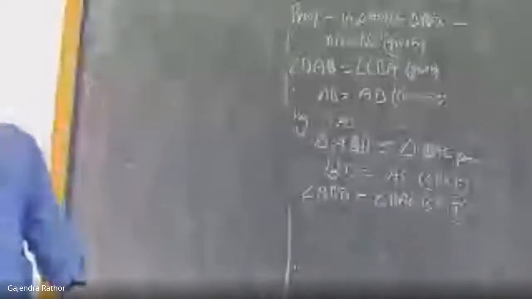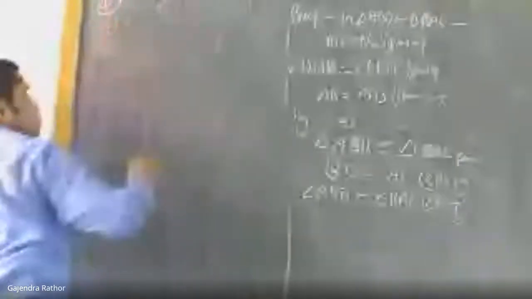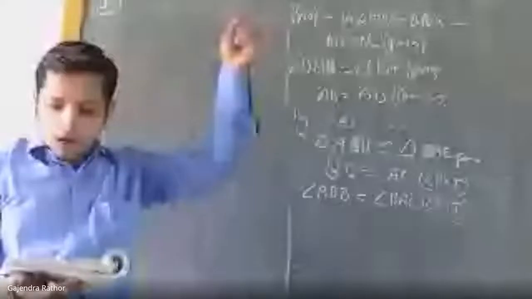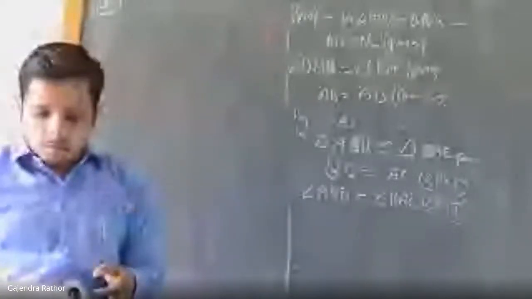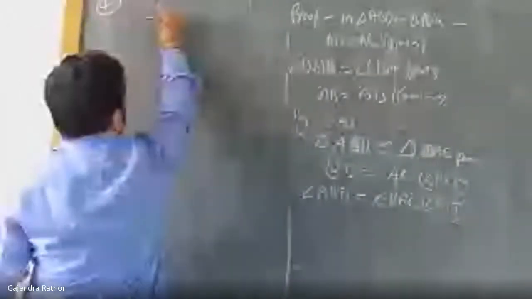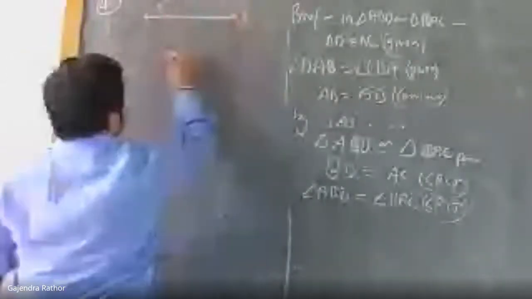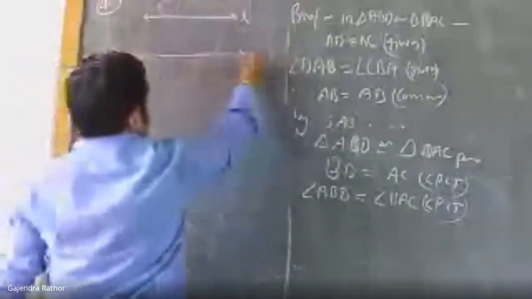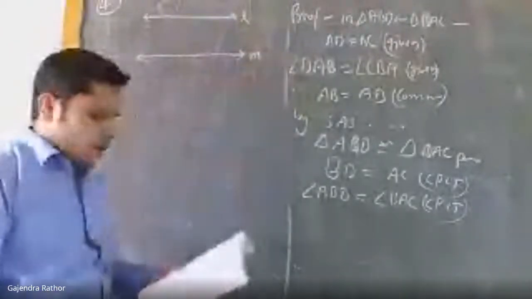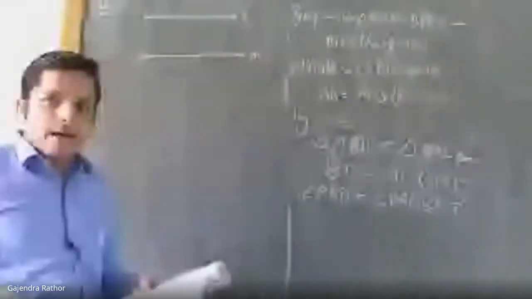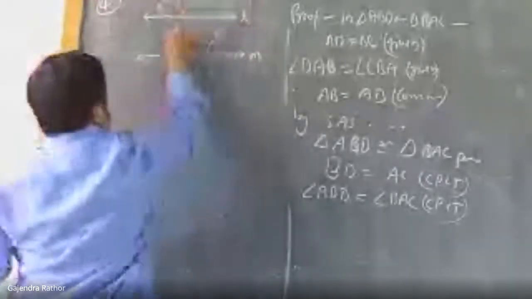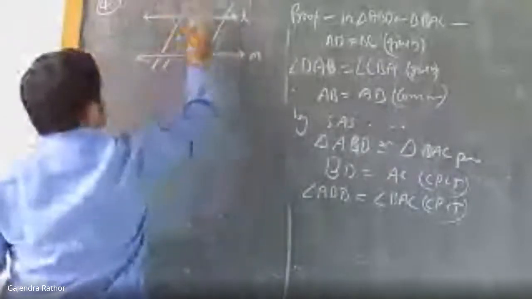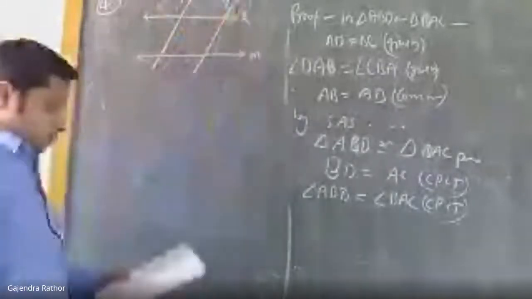Question number 4. This is a different question because in this question, 2 pairs of parallel lines are given. L and M are 2 parallel lines. First, I will draw the lines. This is L. This is M. Now they are intersected by another pair of parallel lines P and Q. So there is another pair of parallel lines. This is P and this is Q.